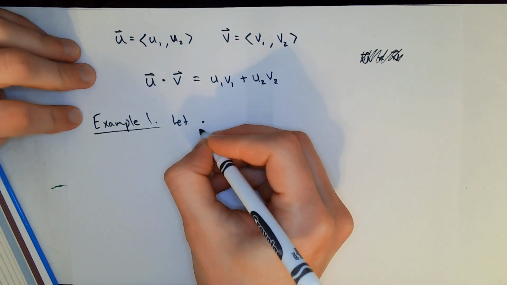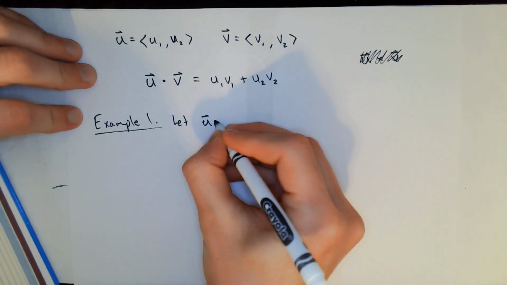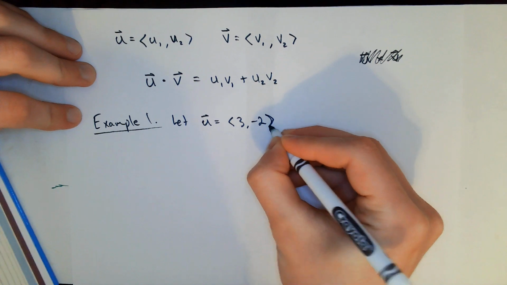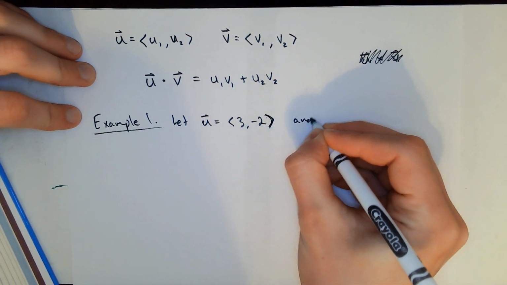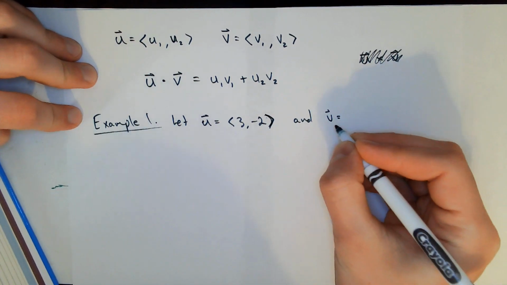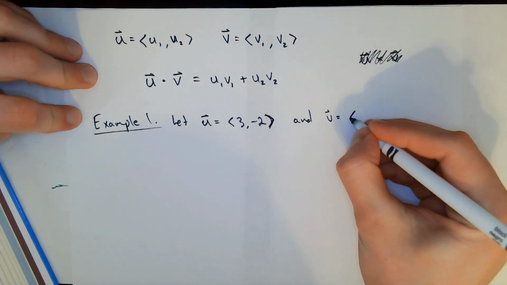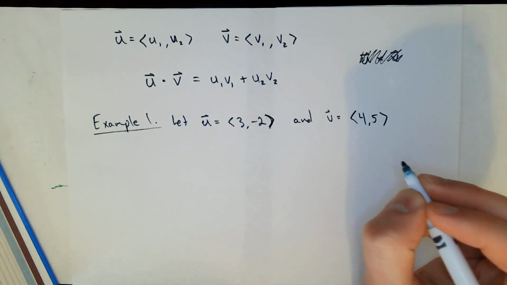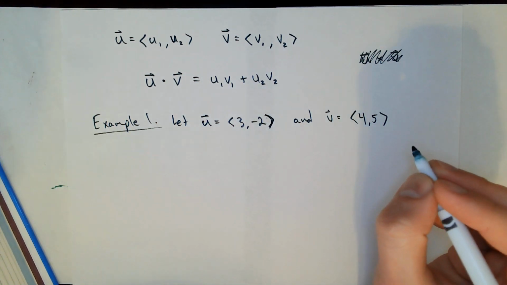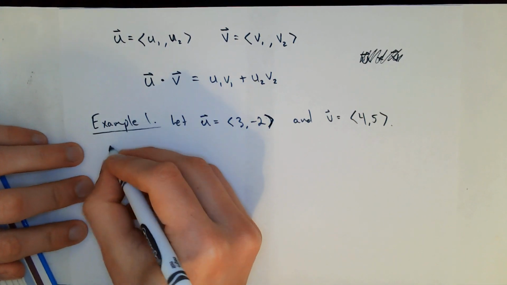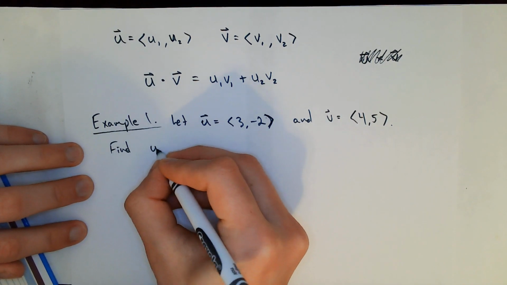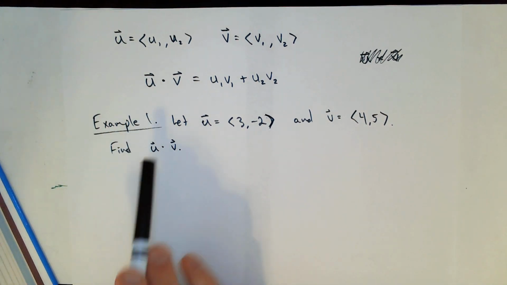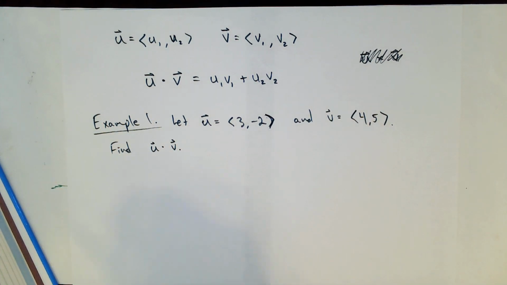Let vector U equal 3, -2, and vector V equal 4, 5. Find U dot V, the dot product of U and V.